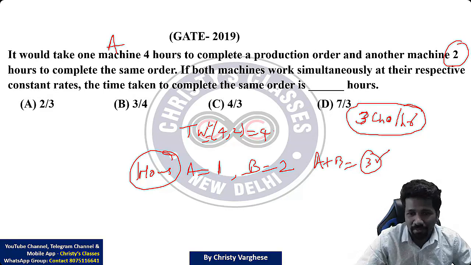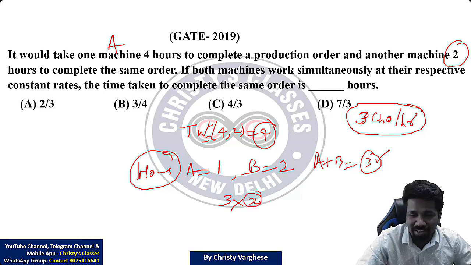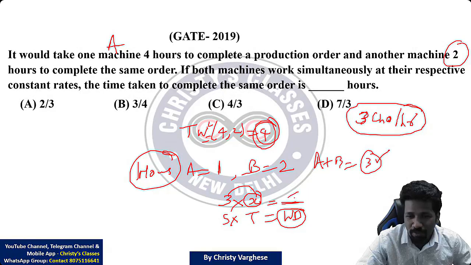The speed at which A and B together are eating is 3 chocolates per hour. But we need to complete 4 chocolates. Na? So 1 hour से ज्यादा चाहिए. So 3 chocolates per hour. How many hours are needed? We don't know. So let X be the hours. So 3 into X, speed into time, is not distance. It is work done. So 3 into X is equal to कितना work करना है? 4 work. 4 chocolates to be eaten. 3 into X is 4.